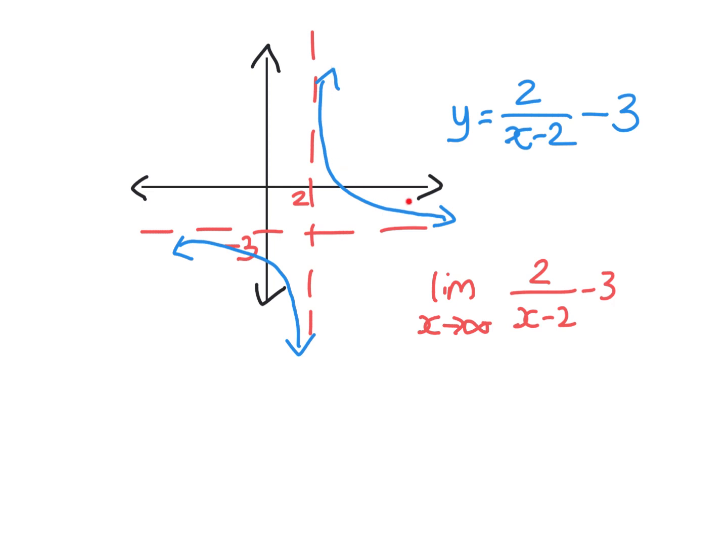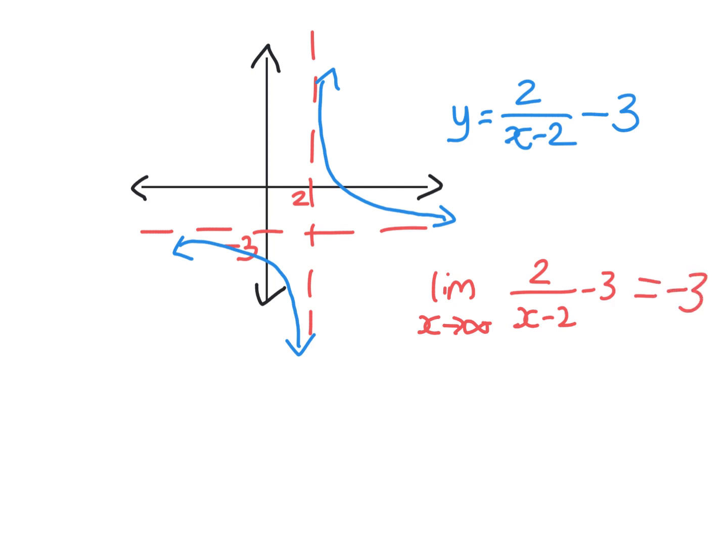So we can see from the graph that as x gets larger and larger, y is just getting closer and closer to, but doesn't actually equal, negative 3. So even though this graph will never equal negative 3, even though it will never hit this asymptote, the limit is still equal to negative 3.